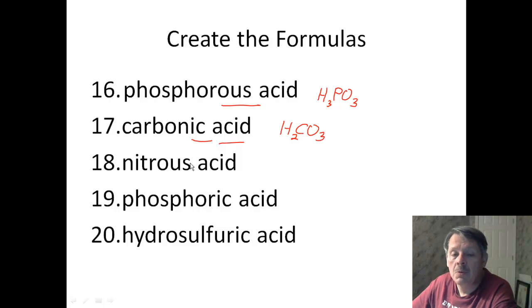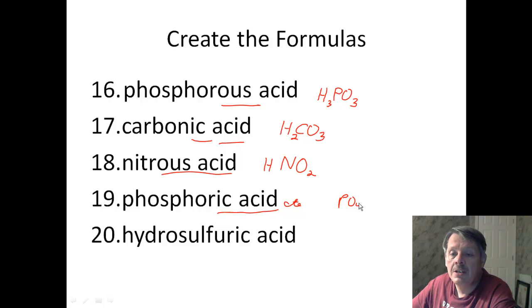Nitrous. Well, that means I'm looking for a nitrite ion. Nitrate is NO3, so nitrite would be NO2. Acids start with H. NO2 has a 1- charge, just like NO3, so that means I only need 1 hydrogen. Phosphoric acid means I'm looking for an ate. Phosphate is PO4. Beginning with hydrogen, phosphate has a 3- charge, so it has to be H3PO4.